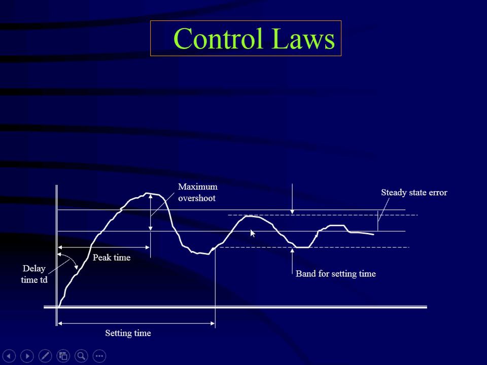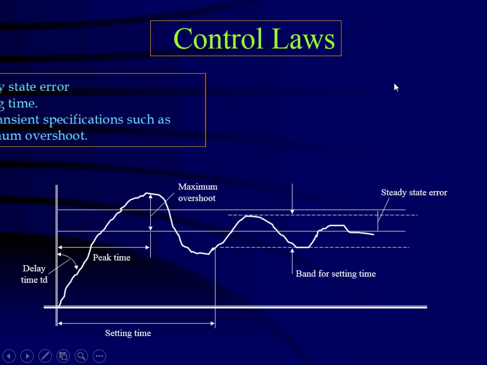Like if this is where it's supposed to settle down, this will be the maximum overshoot, and this would be the band for the setting time. And if there is a difference in these values, that will be the steady state error.